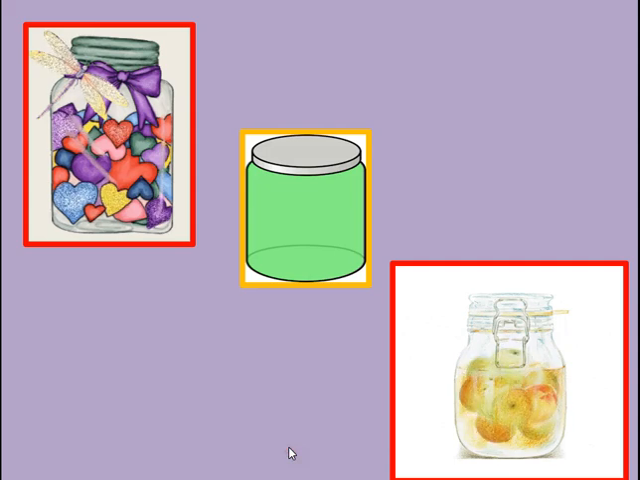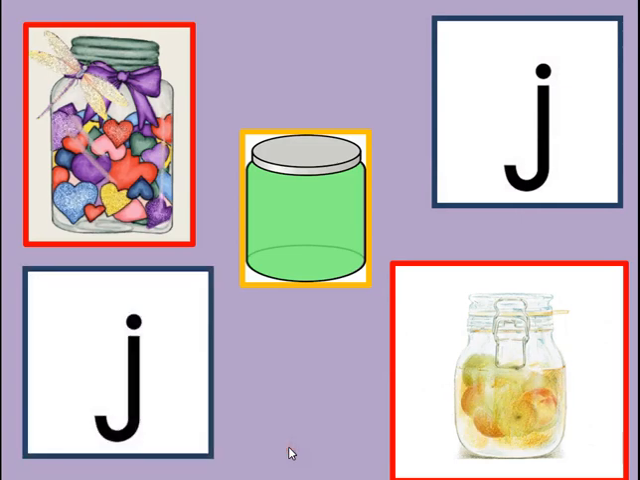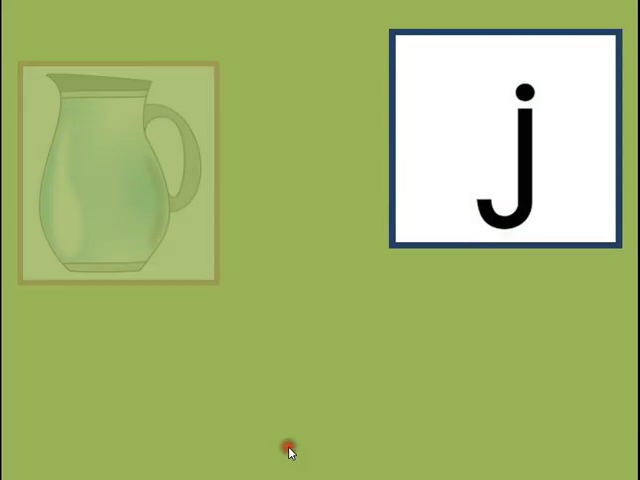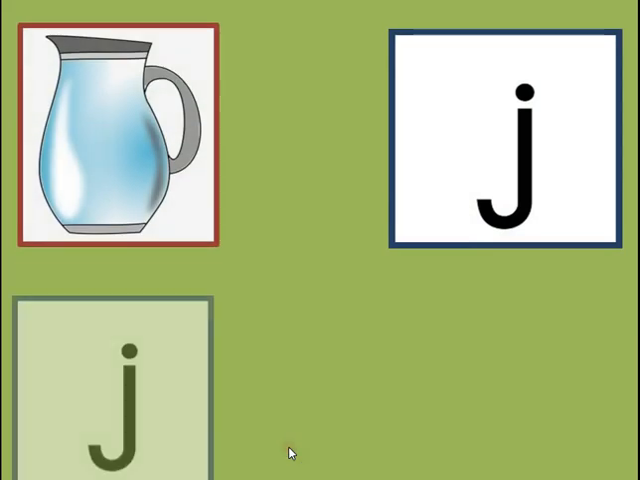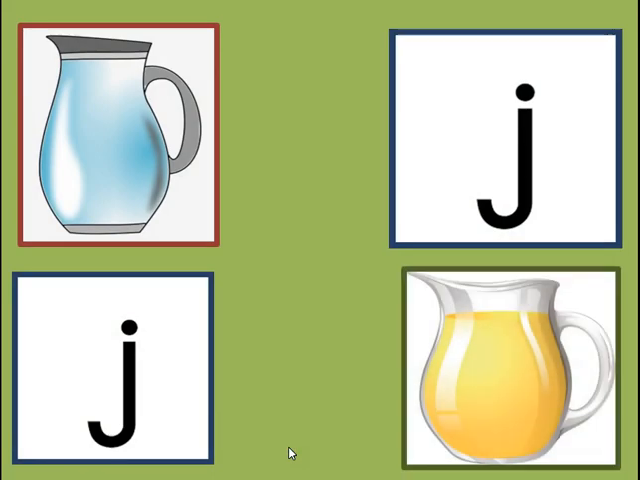Jar. You can see beautiful jars on your screen. Jar. Repeat after me. Jar. Jug. Jug. Repeat after me. Jug.